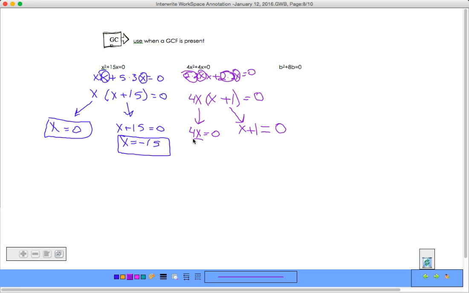And solve each individually. So here, if I divide by 4, 0 divided by a number other than 0 is always going to be 0. And then here we're going to subtract 1. We get x equals -1. All right, so once again, I have 2 answers.